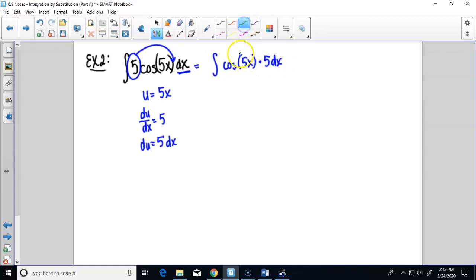And so this piece right here, I can replace with a u, because u equals 5x. And this piece right here, that is my du, so I can replace it with du. Before you can integrate, you've got to have the u and also the du. You cannot integrate if the du is not there. So here we would be integrating the cosine of u du.